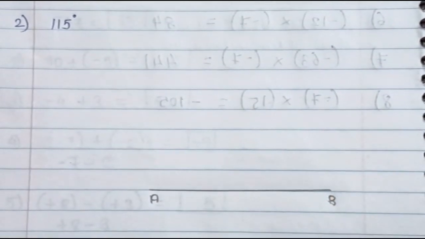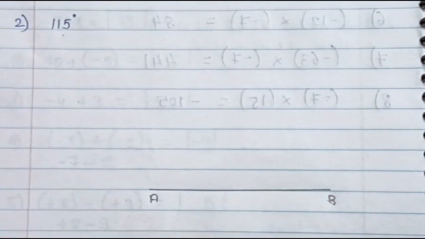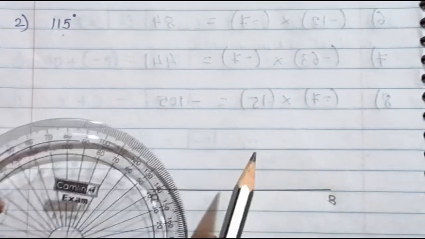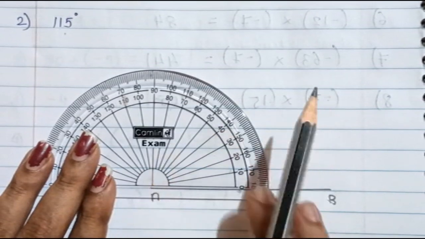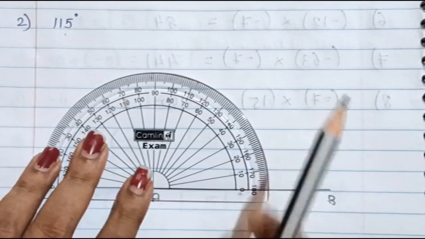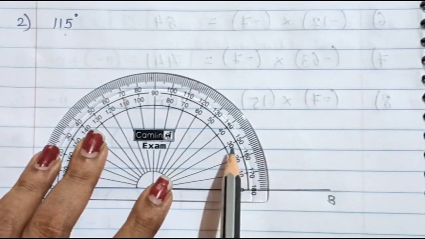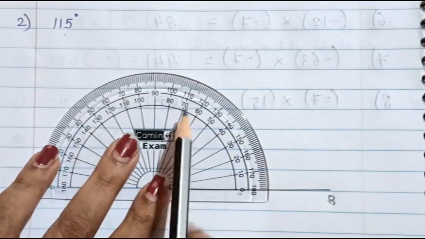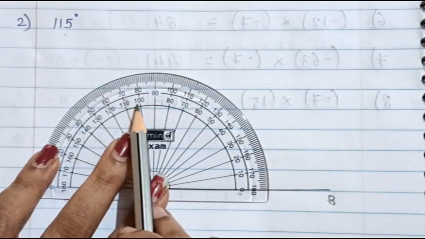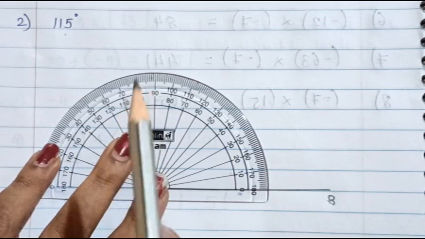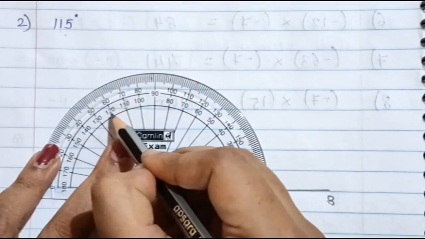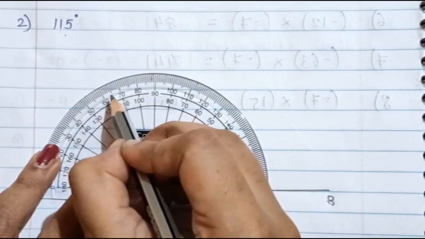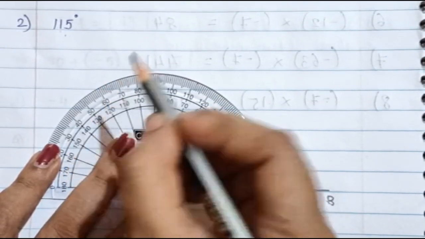Okay, then they have given 115 degrees. So with the help of a protractor, we'll draw the angle of 115 degrees. We'll place the center of the protractor on the point A, and we will see from here 0, 10, 20, 30, 40, 50, 60, 70, 80, 90, 100 and 110. But they have given 115. So 115 lies between 110 and 120. So this is 115. Okay.